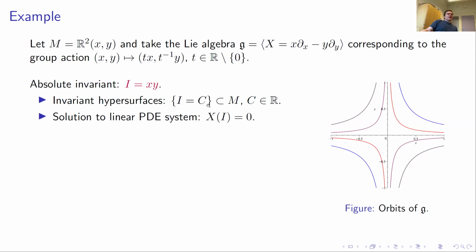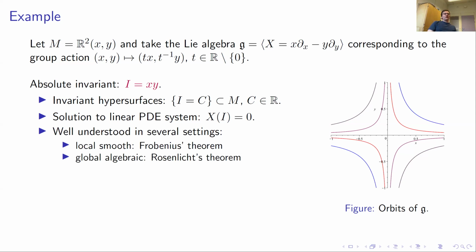These absolute invariants are reasonably well understood in different settings. In the local smooth setting, you know by the Frobenius theorem that the number of independent absolute invariants is equal to the codimension of a generic orbit. And in the global algebraic setting, Rosenlicht's theorem tells you that generic orbits are separated by rational invariants, and the field of rational invariants has transcendence degree equal to the codimension.